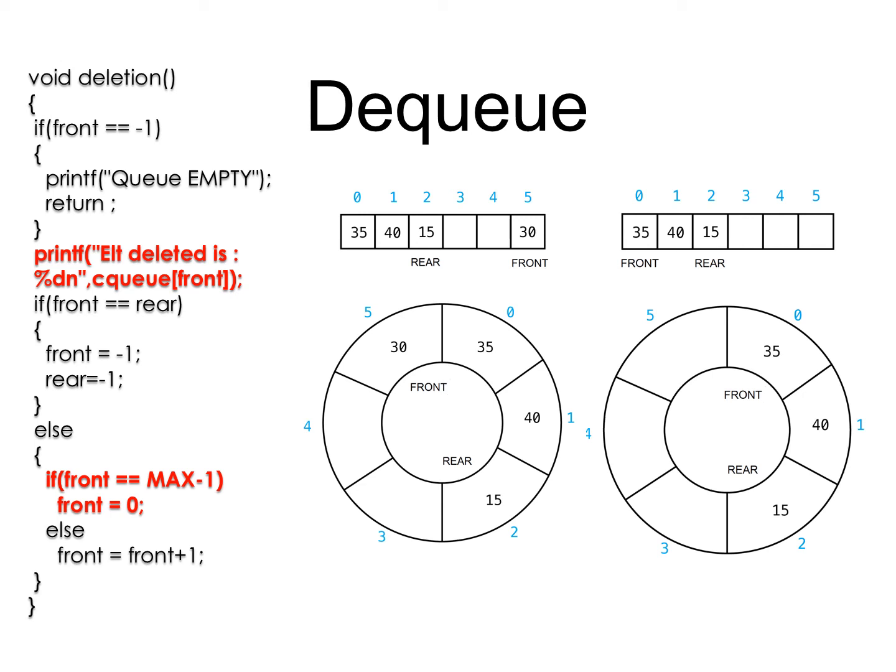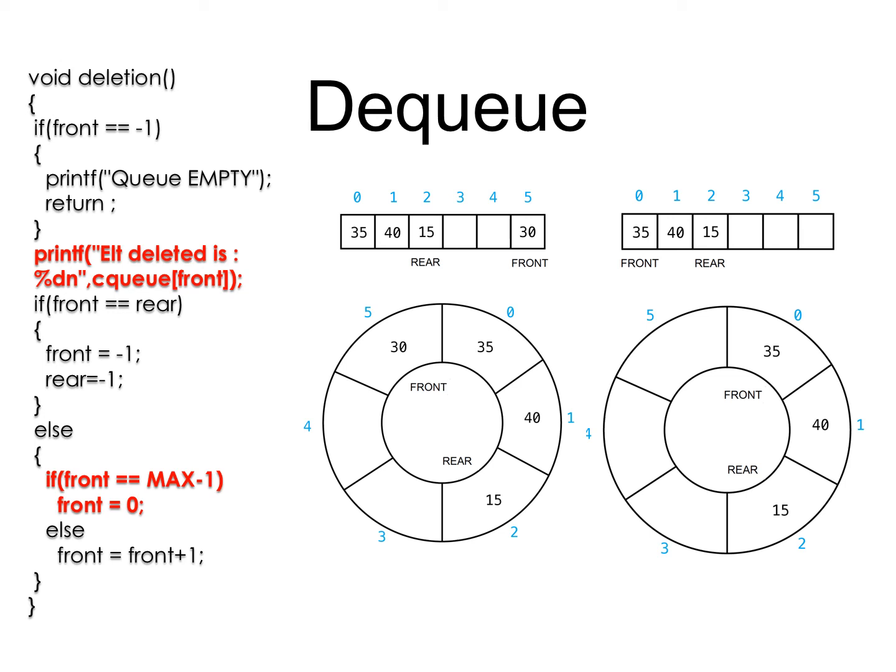So 35, 40 and 50 have been inserted at the last. So this is another case. Now in this case, if we again try to perform a dequeue operation, what happens? Now front is in the last position. After deleting 30, still elements are there in the queue. What is the next element to be deleted? That is going to be 35. So it's a circular fashion. After deleting 30, the front has to come to 35.